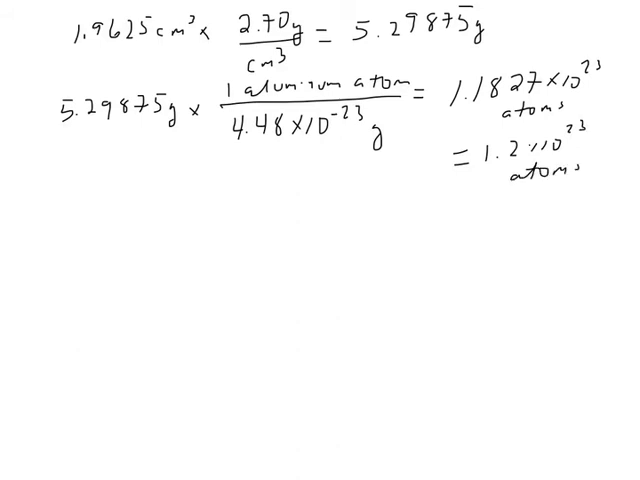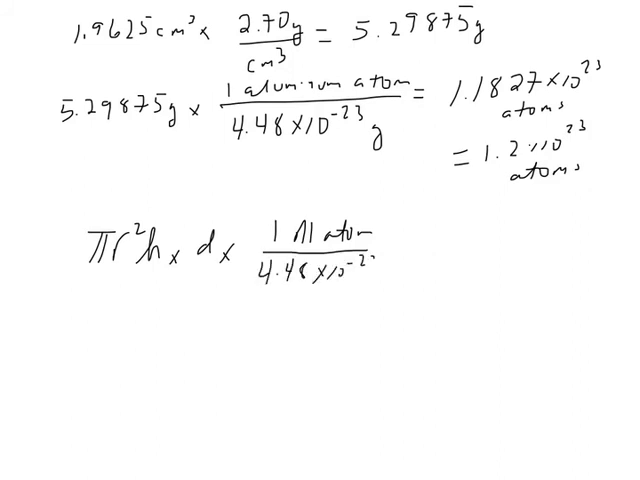Okay? So we did all that piecemeal, but we could combine this into one step. Since we know that volume times density gives us mass, I can just plug in pi r squared h times density times one aluminum atom is 4.48 times 10 to the minus 23 grams. And when I do this, guess what I get? The exact same number.